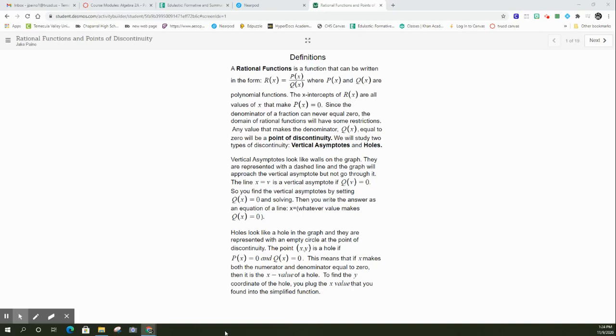All right, so today we're going to be learning about rational functions. So this first slide is for you to read through, take notes, some definitions here. What is a rational function? It is a function that can be written in the form p of x over q of x, where p of x and q of x are polynomial functions.